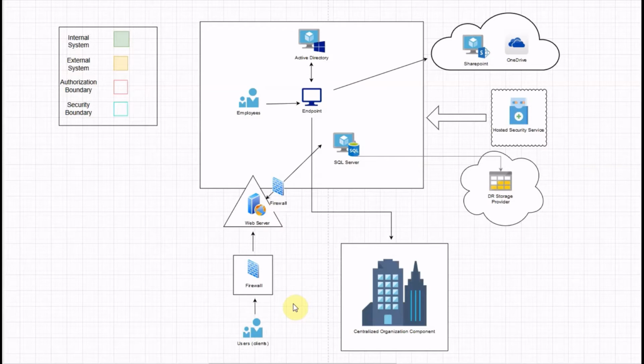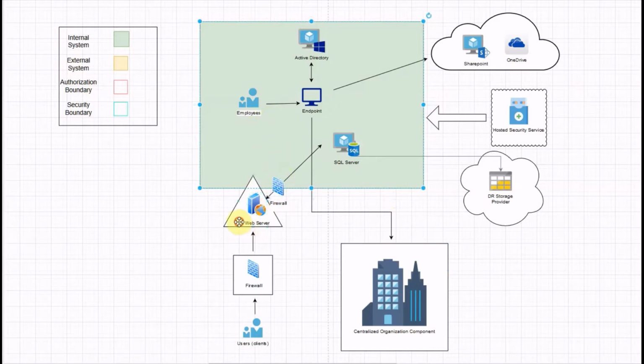I think the most intuitive place to start here is probably going to be at this internal network right here. Now we have organization employees accessing organization-owned endpoints, a backend SQL server for our web application, the organization's web application, behind our internal firewall. And it's kind of black and white here that this would be an internal information system. Everything in here is going to be controlled by our internal policies, procedures, and processes.